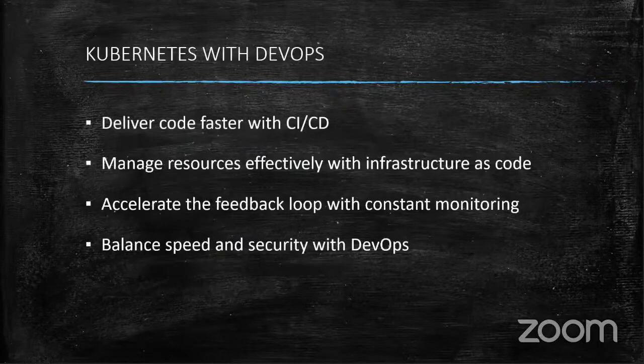So Kubernetes with DevOps, because we cannot work simply on Kubernetes alone. We need both together to deliver better quality code with a CI and CD pipeline. That's why Kubernetes and Azure DevOps as a combination is good to go. It manages resources effectively with infrastructure as code. It accelerates the feedback loop with constant monitoring and balances speed and security with DevOps.